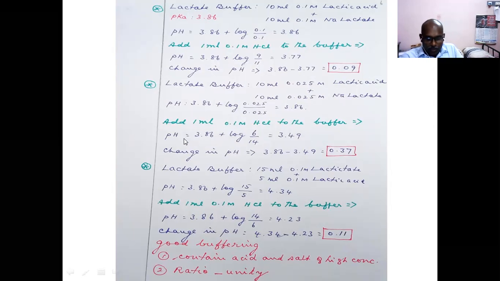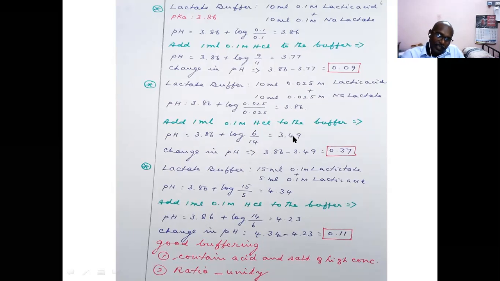Therefore, the pH of the solution after the addition of 1 ml of 0.1 molar hydrochloric acid becomes 3.86 plus log of 6 ml of salt divided by 14 ml of acid.